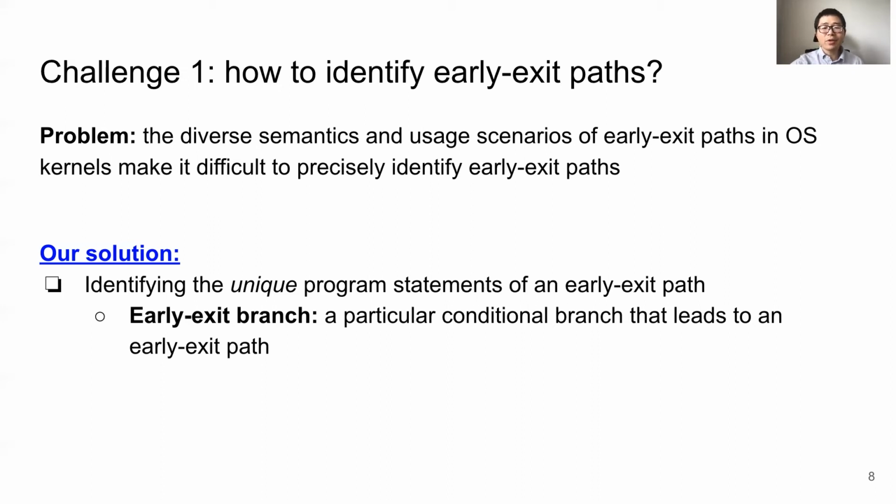Through this study, we find out that the key to identify an early exit path is to identify the unique program statements that can distinguish this early exit path from other program paths in the same kernel routine. Moreover, these statements usually start from a particular conditional branch. We call such a branch an early exit branch. Therefore, by identifying early exit branch in a kernel routine, MLEE can identify early exit paths. More details about how to identify early exit branch can be found in our paper.